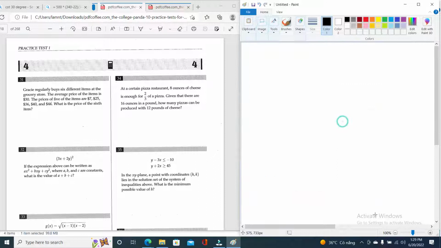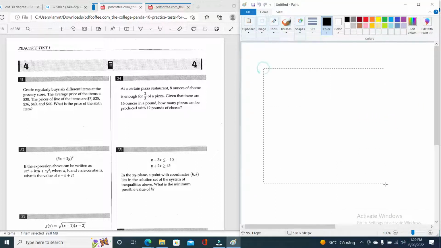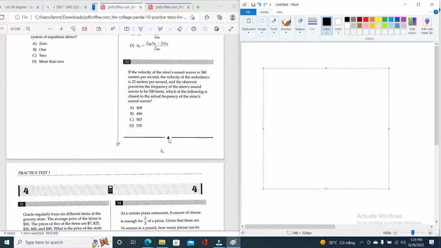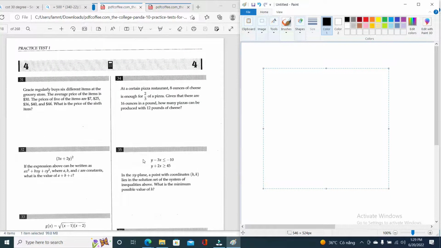Alright. So 31. Gracie regularly buys 6 different items at the grocery store. The average price of the items is $30. Prices of 5 items are 7, 25, 36, 40, and 44. What is the price of the 6th item? Okay, so this one is easy.